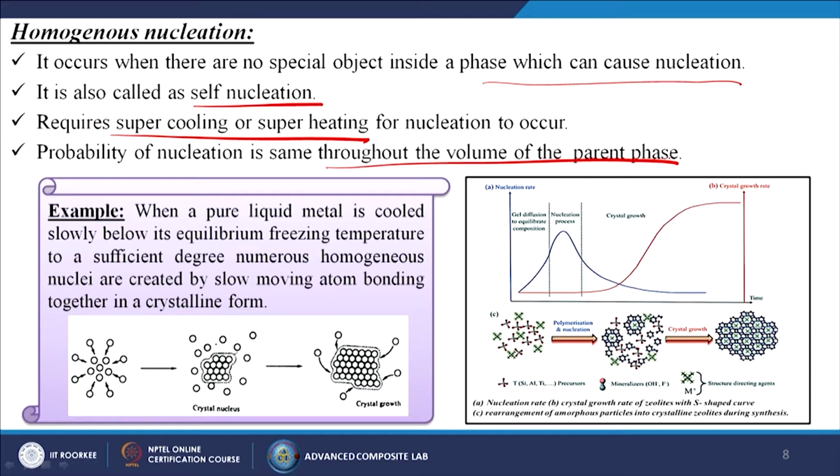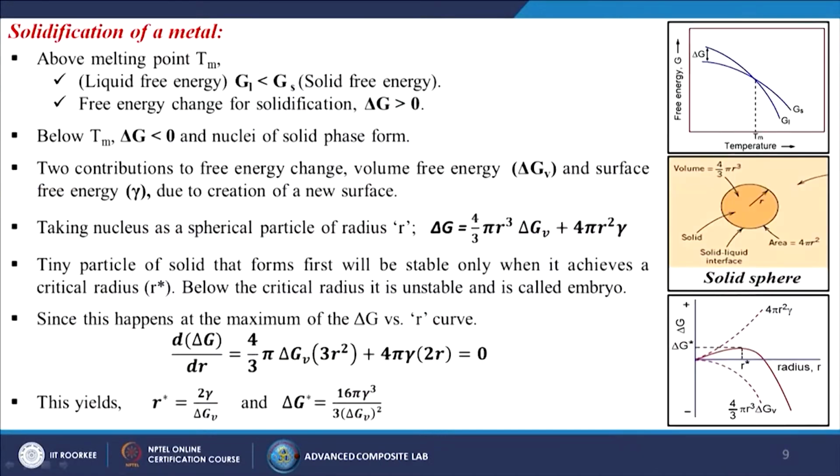So, in this particular case what happened? A crystal nucleus is forming, and then after that crystal growth is taking place, but still some new atoms are creating, or maybe bubbles are creating. So, these are examples of homogeneous nucleation.